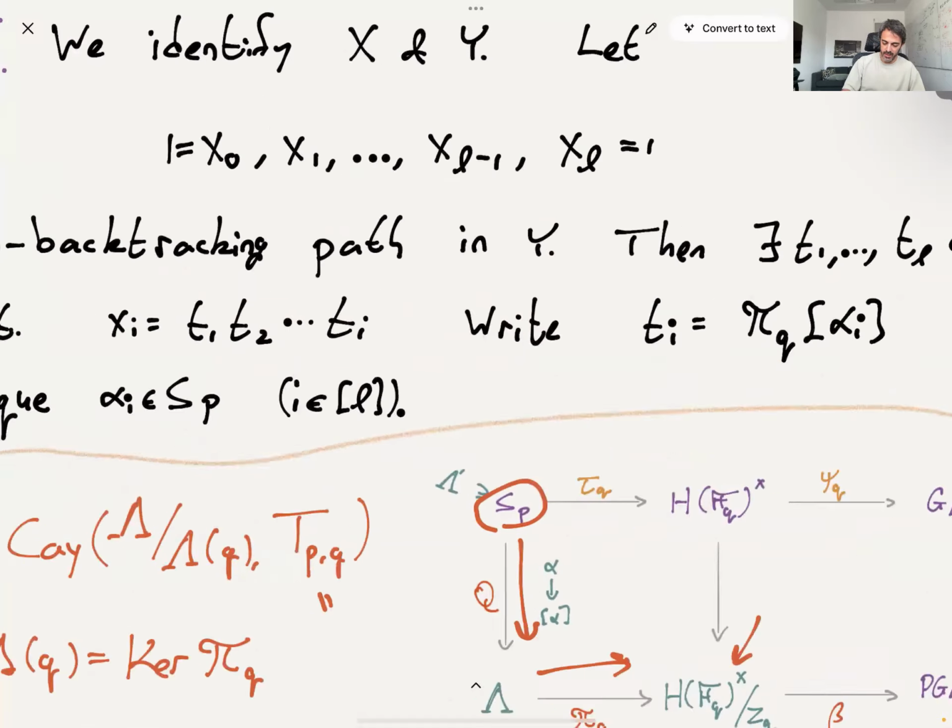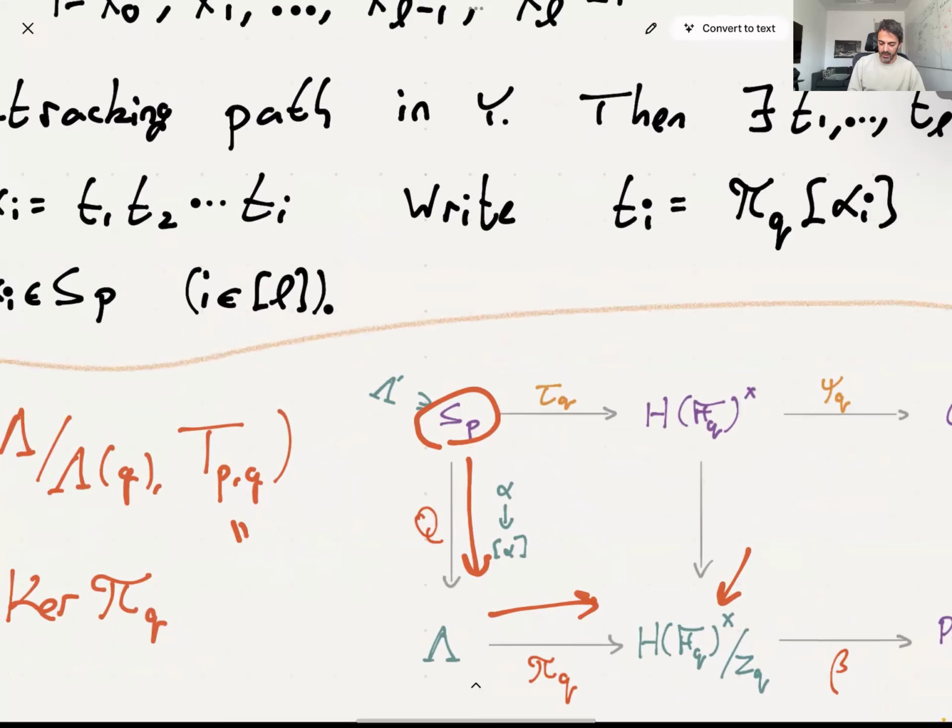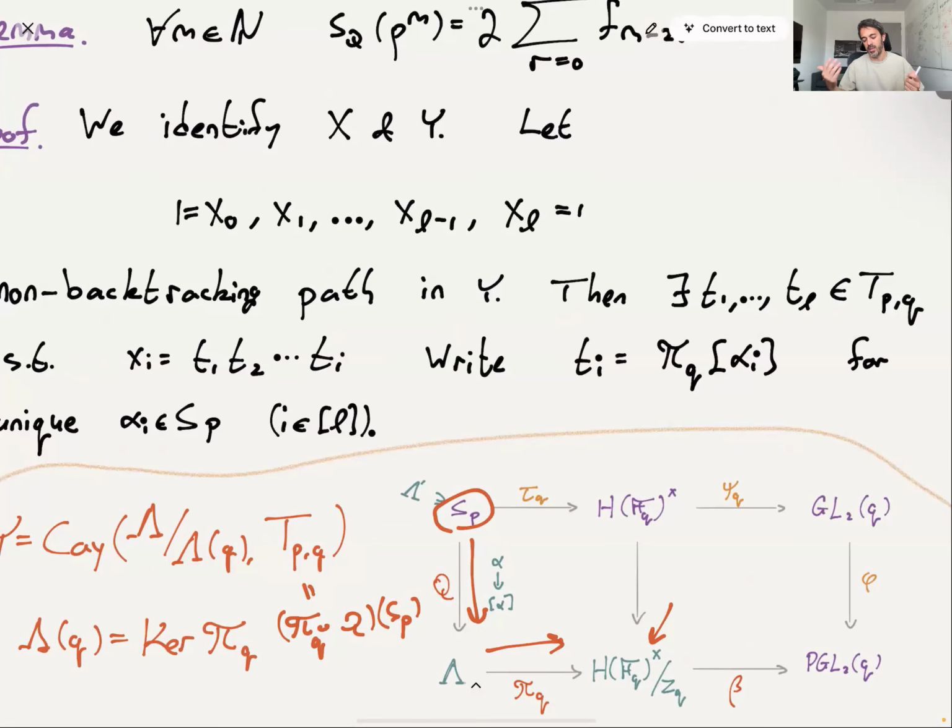So this is just, you apply Q, and afterwards you apply pi small q to S_P. And we show that this preserves the size, so you still are left with a size p plus 1 set. So T_PQ sits here.